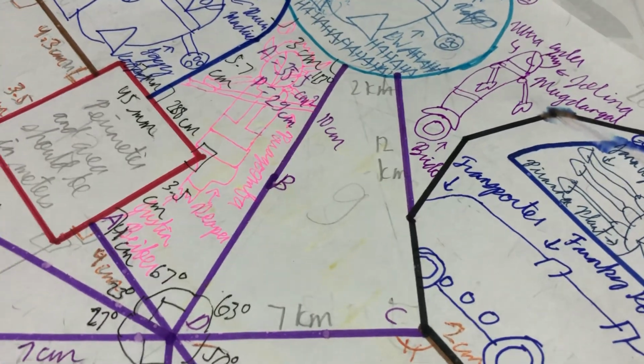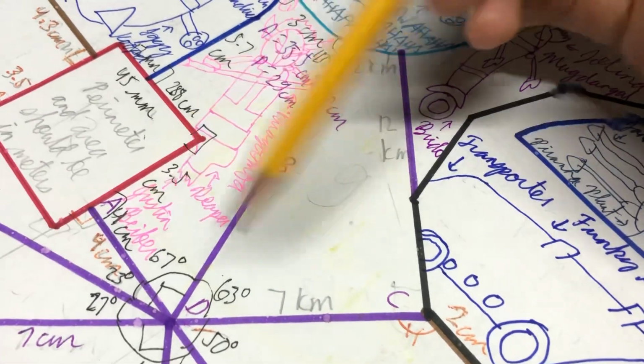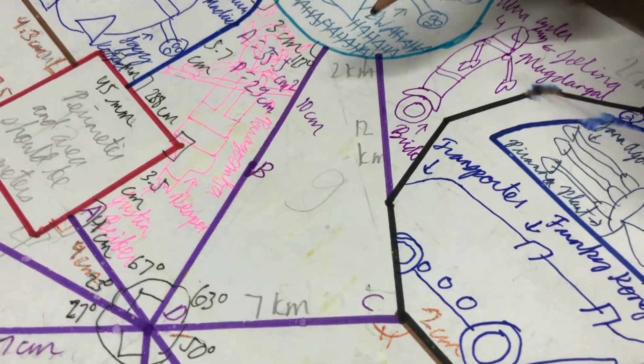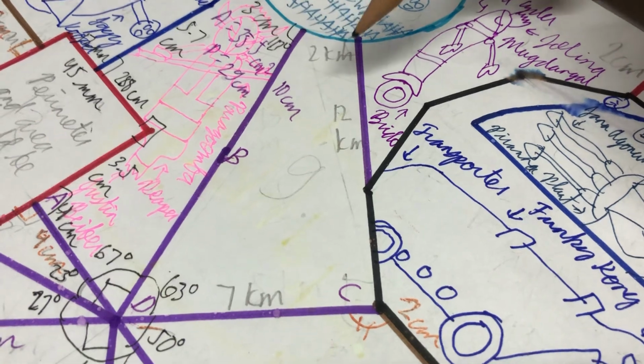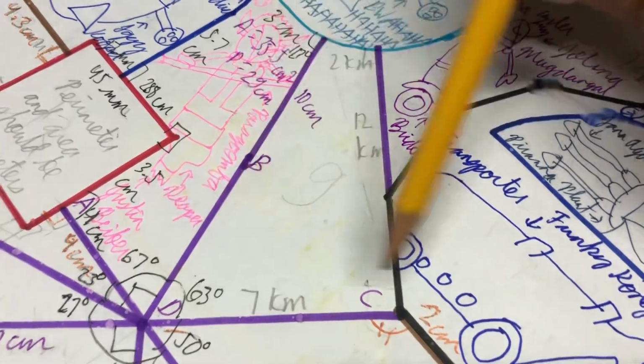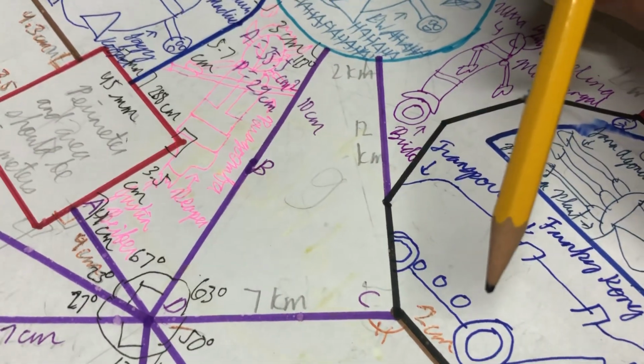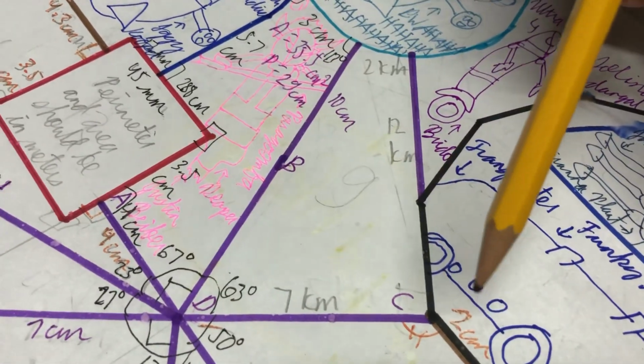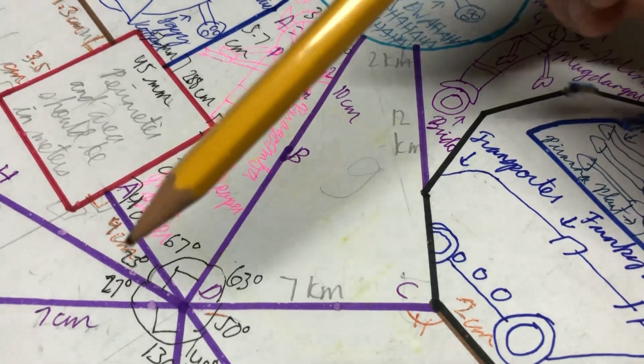So now, to solve the perimeter of the triangle, we need to do 7 and then 2. Diba, remember yung 2 kilometers? That is the measure of this one, the short leg. And then the long base is 7 kilometers. Now, all you need to do is 7 kilometers minus 2 kilometers, so that you can get 5 kilometers.